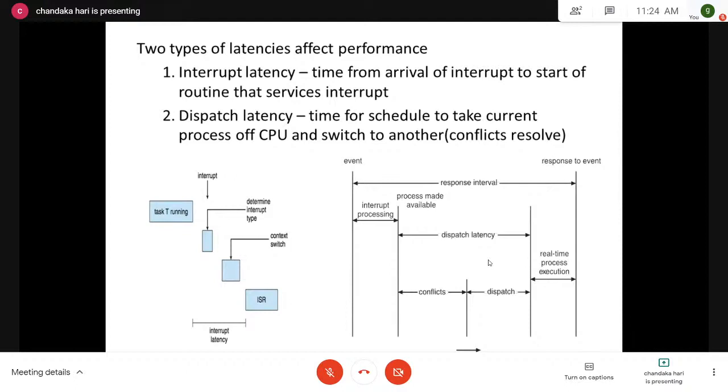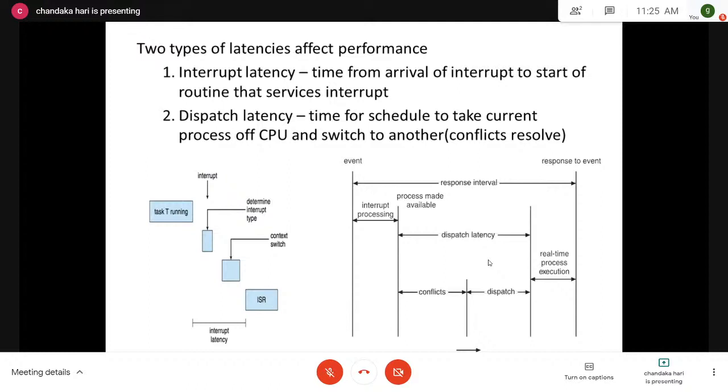Okay, suppose let us take an example. Suppose interrupt processing takes 10 milliseconds, this is 10 milliseconds, this is 10 milliseconds, totally 30. Suppose a real-time process comes and asks you to respond within 25 milliseconds. It is not possible. Why? Because this is the minimum time that is required to respond to a real-time process.